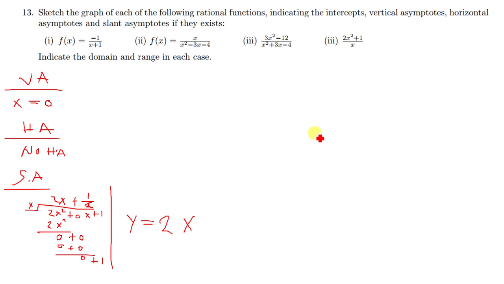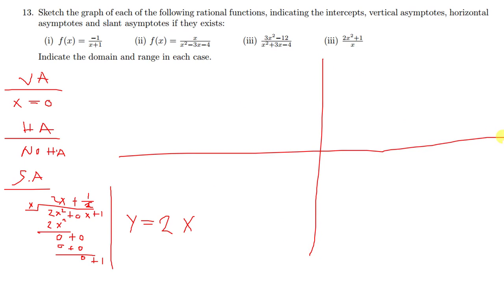So when it comes to sketching now, you have something like this, and then you draw your slant asymptote there, which is y equal to 2x with a gradient of positive 2. And then you also draw your vertical asymptote, which is x equal to 0, which is just the same line here. This is x equal to 0, and this is our x-axis.